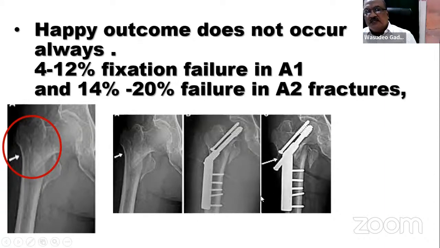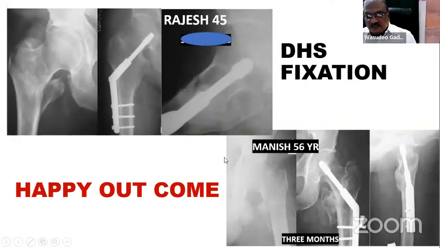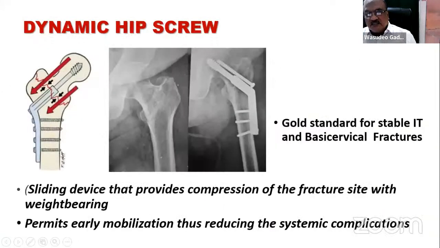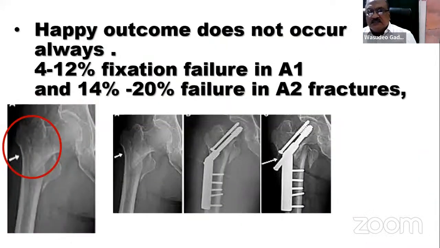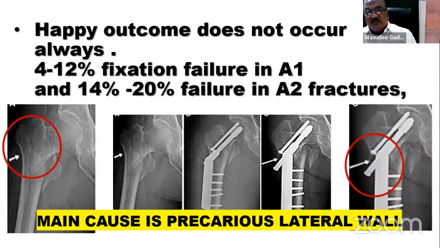And ultimately what has happened, there is a lateralization of this DHS. And you can see medial migration and the screw backing out. The main cause is a precarious lateral wall.